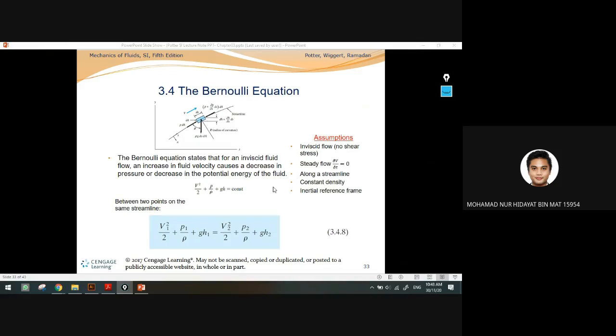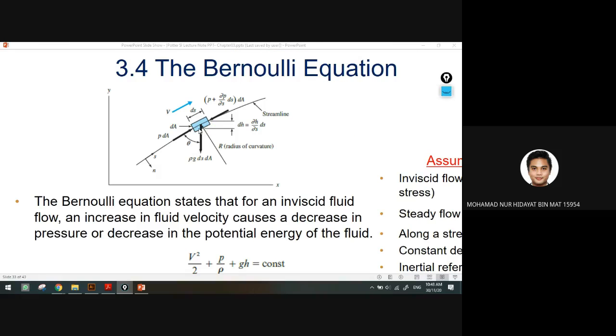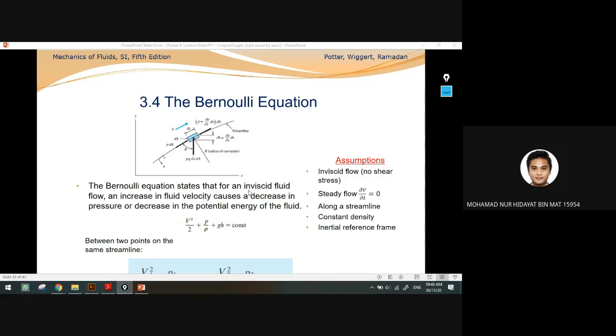Next, we go to the last chapter, which is about the Bernoulli Equation. So, this is actually the derivation of the Bernoulli Equation. The Bernoulli Equation states that for an inviscid fluid flow, an increase in fluid velocity causes a decrease in pressure or a decrease in potential energy of the fluid. So the Bernoulli equation actually assumes that the flow is inviscid.